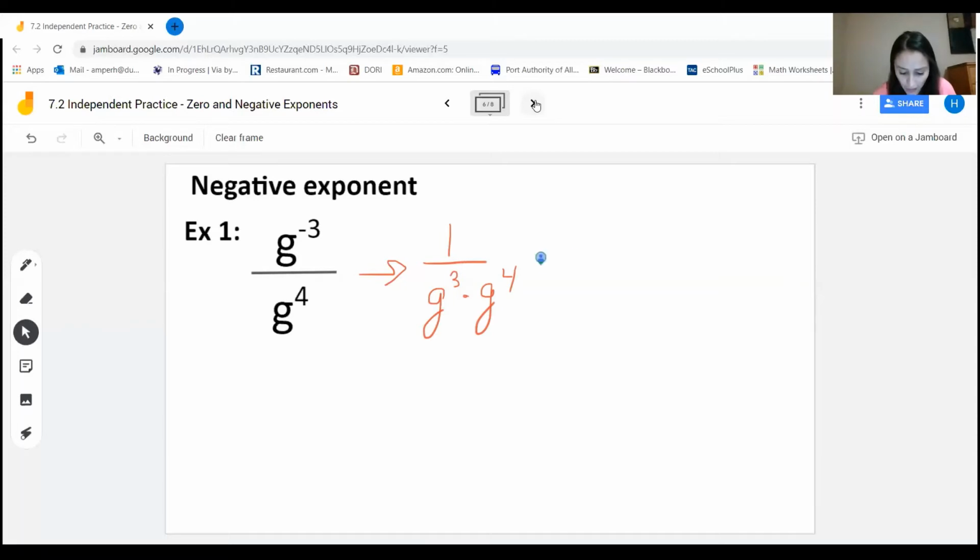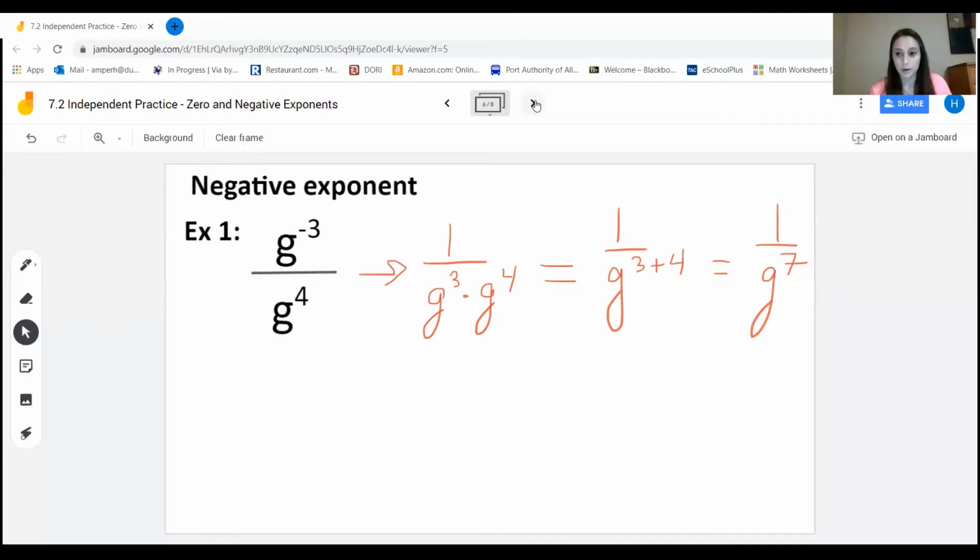And now you can apply your multiplication rules by saying, I know when I multiply 2 things with the same base, you add the exponent. So then this would end up being 1 over g to the 3 plus 4. Should be 1 over g to the 7. Okay, so that's way number 1 of doing it, is just flipping it right off the bat.